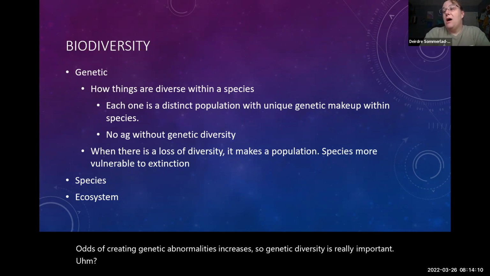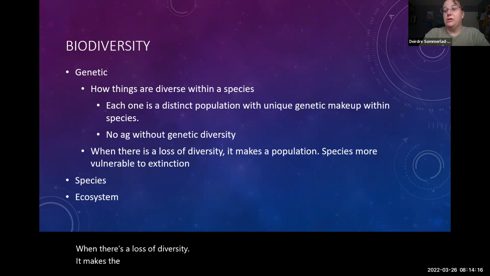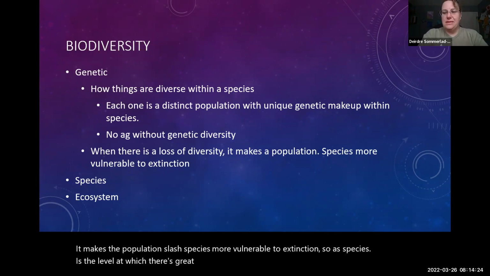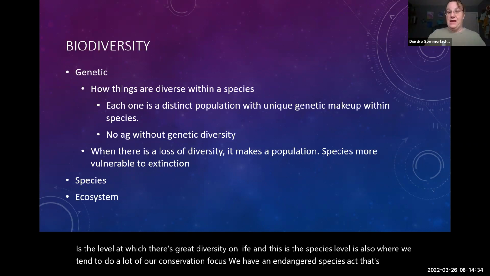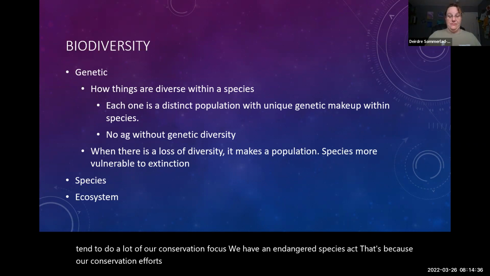When there's a loss of diversity, it makes the population or species more vulnerable to extinction. So a species is the level at which there's great diversity of life. And the species level is also where we tend to do a lot of our conservation focus. We have an Endangered Species Act. That's because our conservation efforts are focused on the species level.